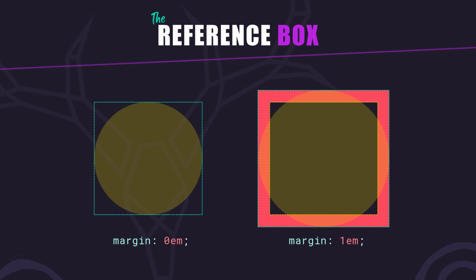So now that we know a little bit about the reference box and how it works, let's move on and take a look at how the shape-outside property and clip-path properties work, and then we'll come back to the reference box and examine the different values and how they affect how shapes are drawn within them.